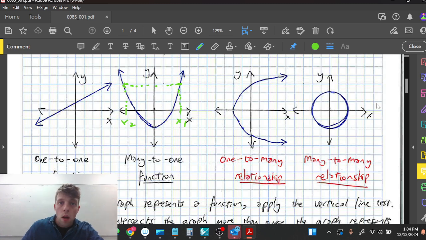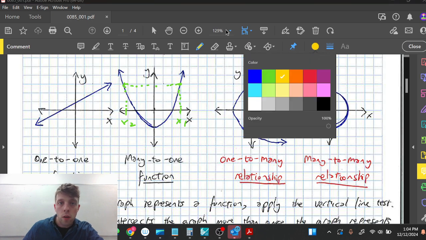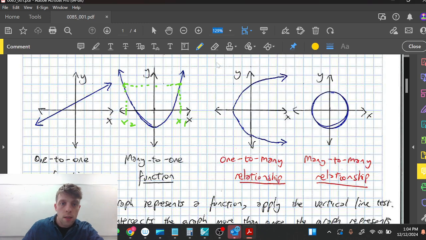This is a function. The way that we can check if something is a function is by using something known as the vertical line test. Basically what this means is we just draw vertical lines.